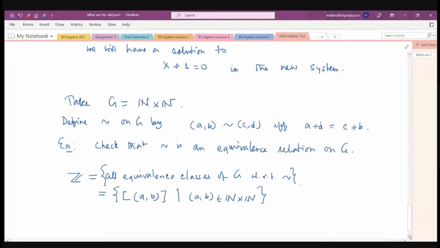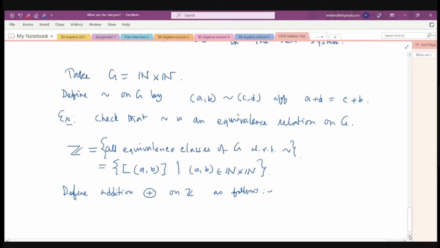Now I have this set Z, which is the set of all equivalence classes of G with respect to this equivalence relation. Now I would like to define addition on Z, and I will use a different symbol. Define addition. Let me write plus with a circle on Z as follows. I'll take the help of the addition in natural numbers to do that.